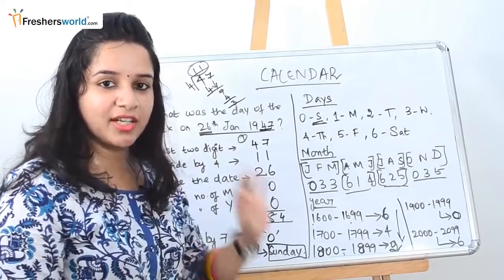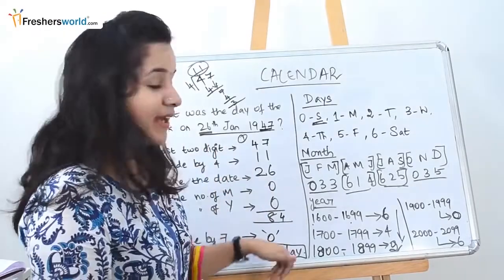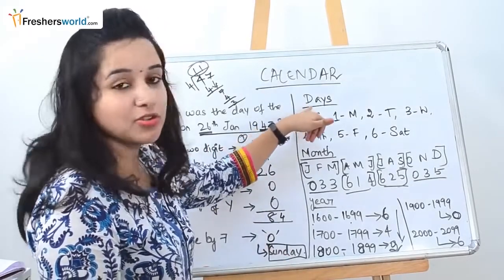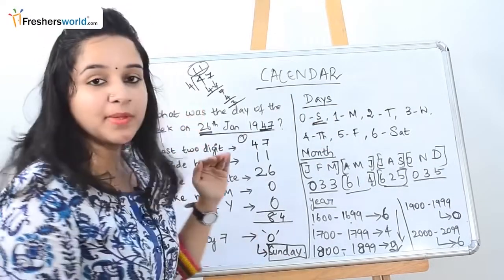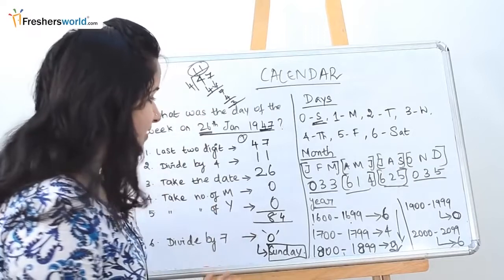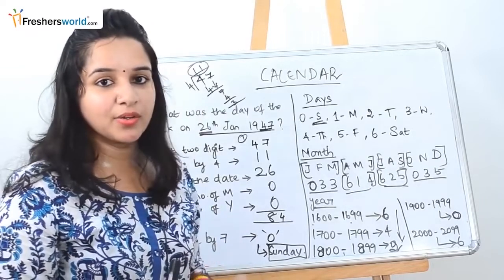Then they are asking for the day. So you will divide it by 7. The remainder of it is nothing but the number code of the days, so you can directly write it. Initially it will be really tough, but once you understand the 6 steps, you can really easily finish off the sum.